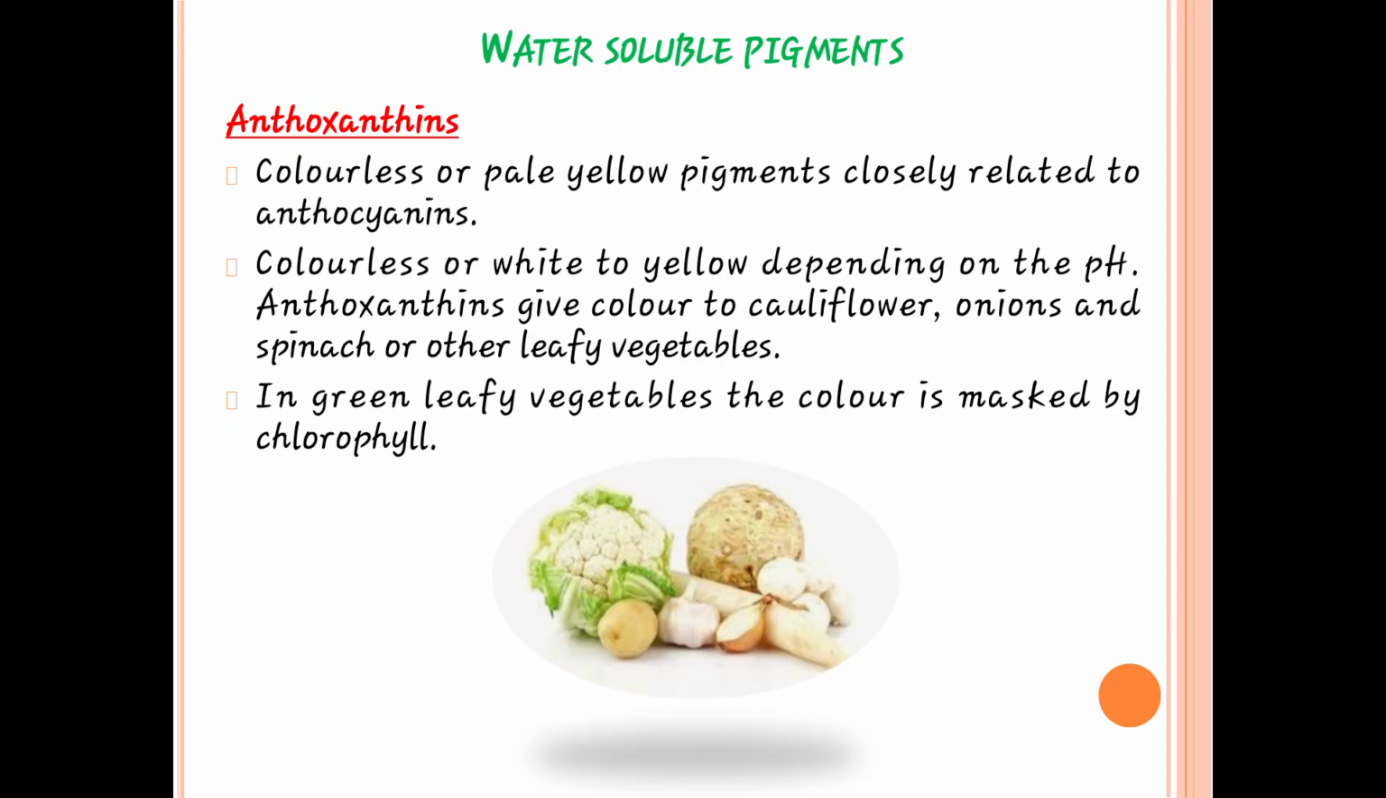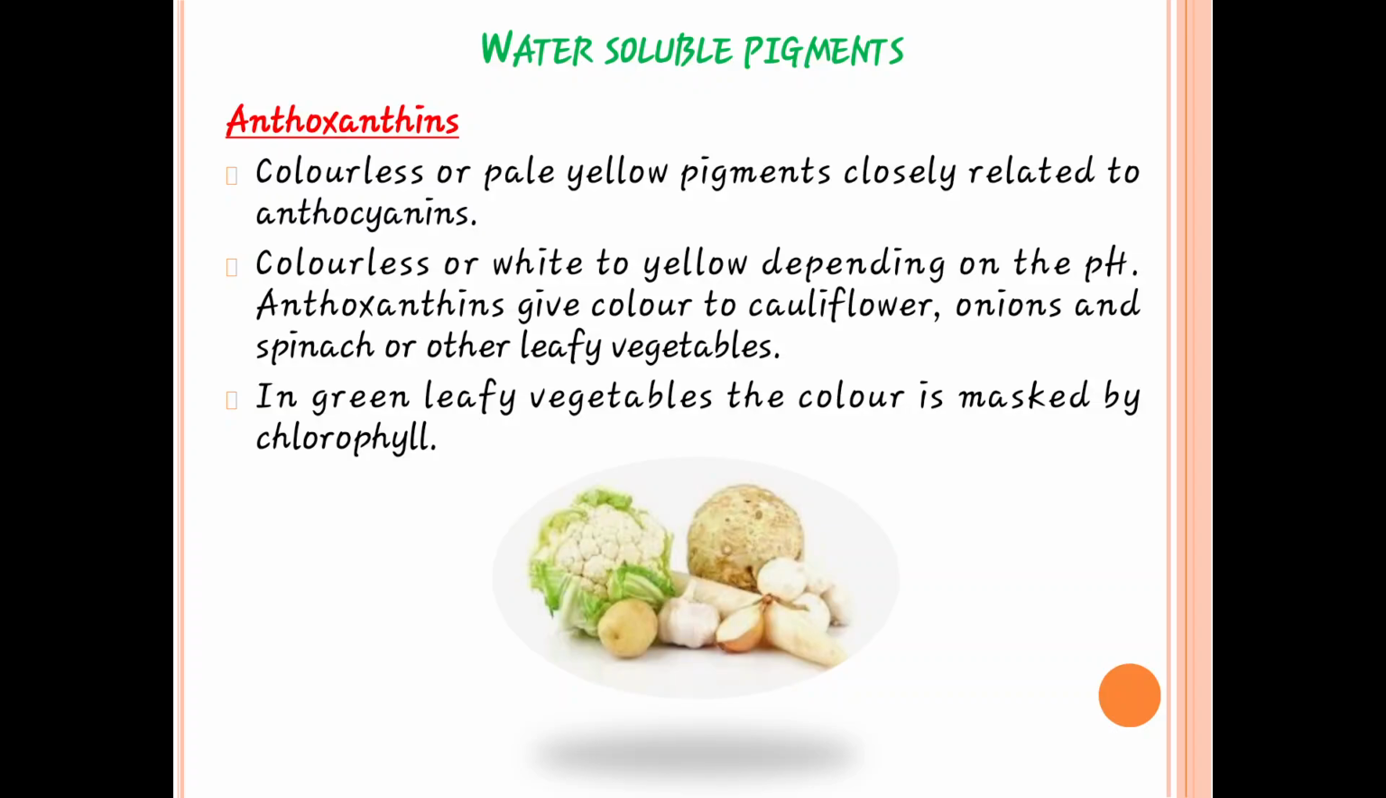Next one, anthoxanthin. Anthoxanthin is also a water soluble pigment. It is a colorless or pale yellow pigment which is closely related to anthocyanin components. It is colorless, white to yellow, depending upon the pH. If there is a high pH, the color is pure white. For example, radish is of acidic nature, so the color is very white. Whereas cauliflower has a pH slightly lower compared to radish, so the color of cauliflower is light yellowish. So because of the pH, the color varies.